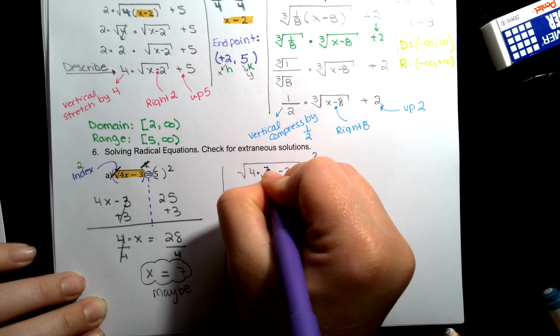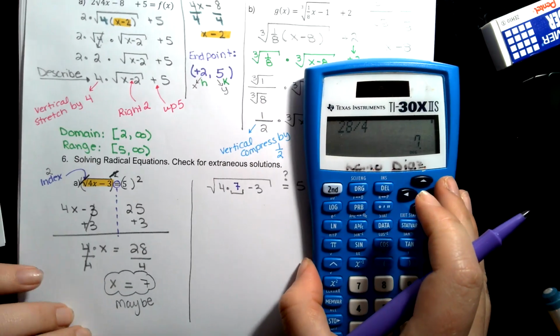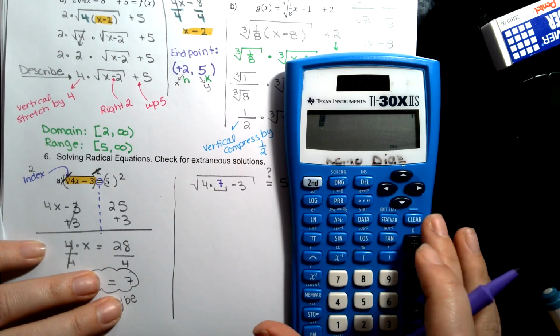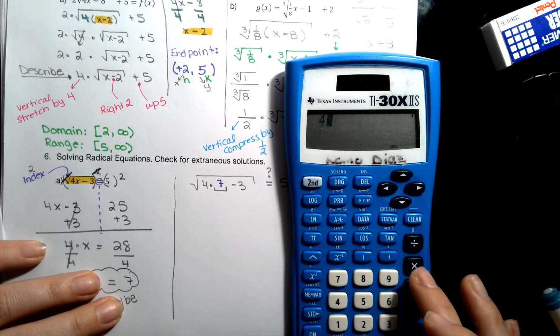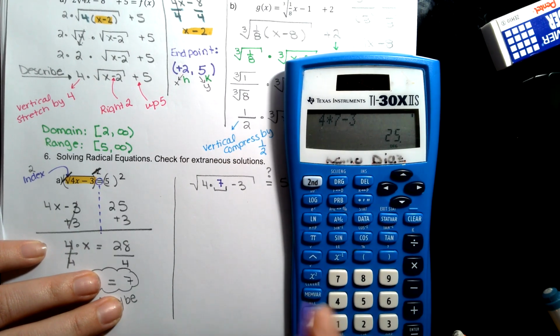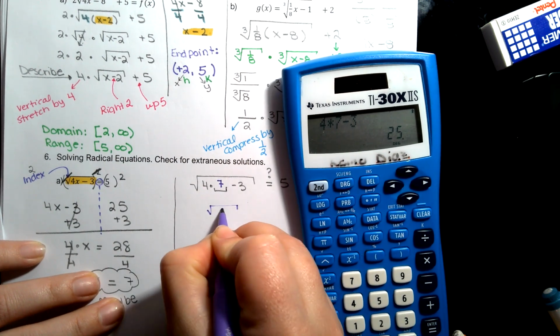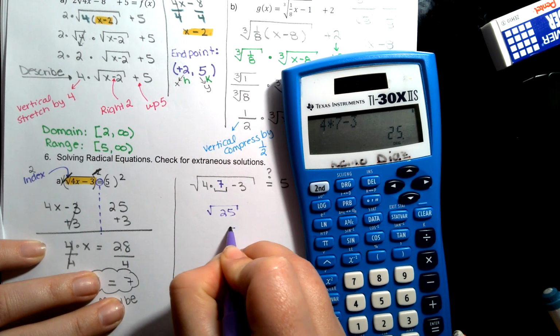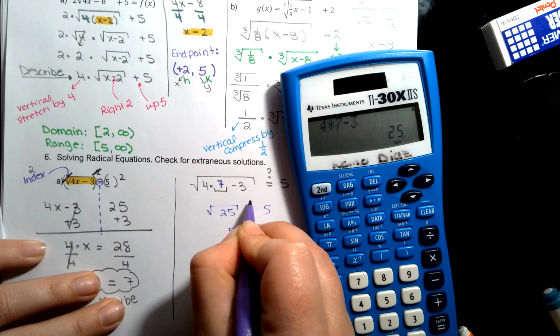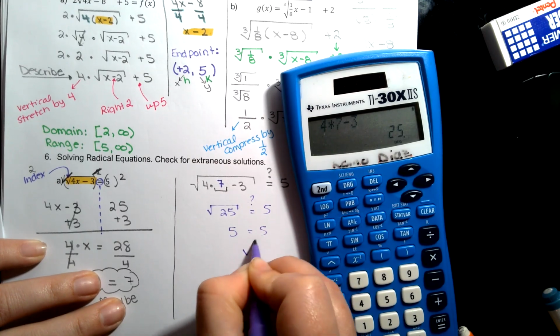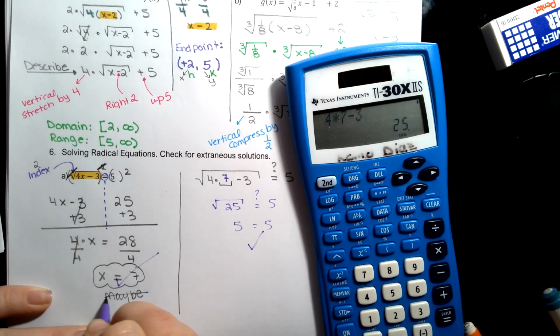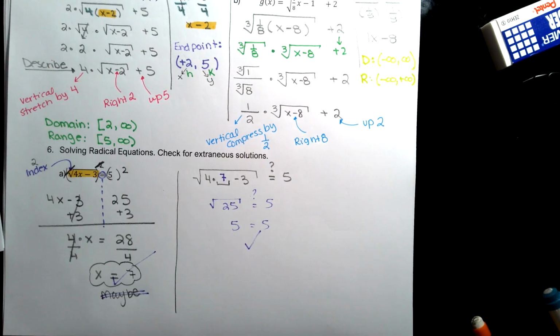Let's put in 7. Now, when you're typing this into the calculator, do not type in that square root. If you do, sometimes with a negative, it ends up kind of messing you up. So we get square root of 25. Square root of 25 is 5. And so, yes, this answer checks out. We no longer have a maybe. All right, moving on.